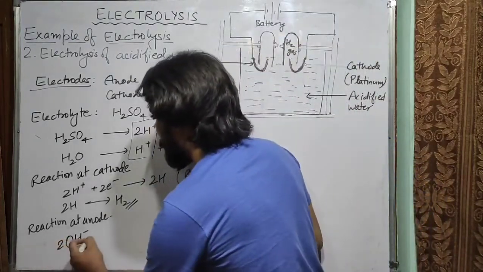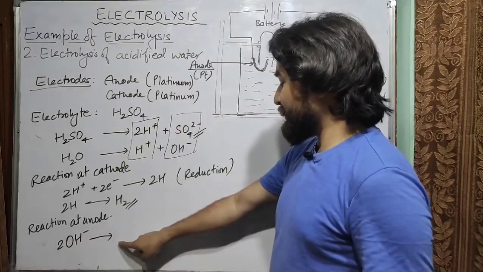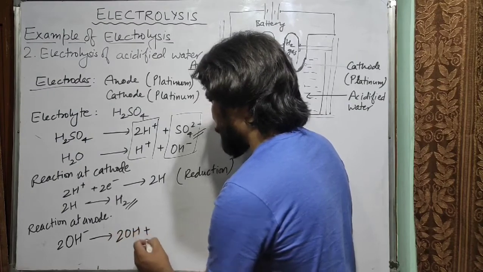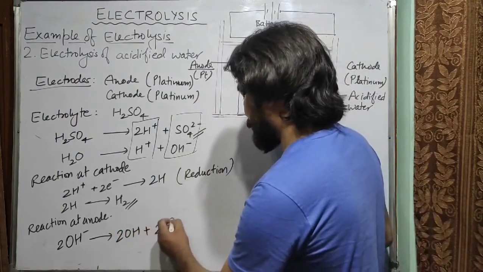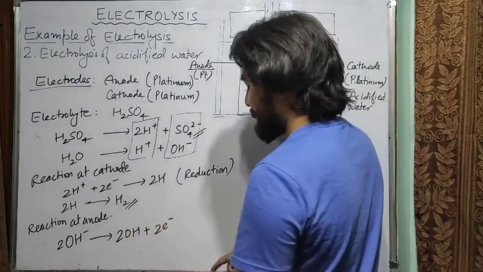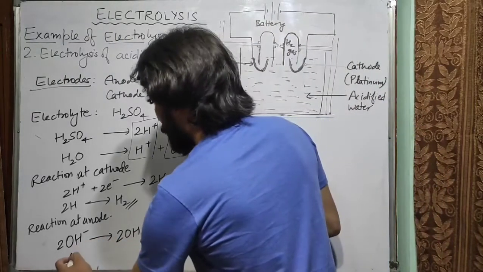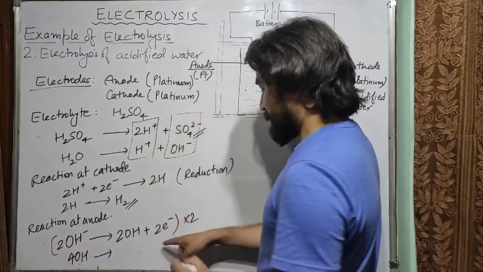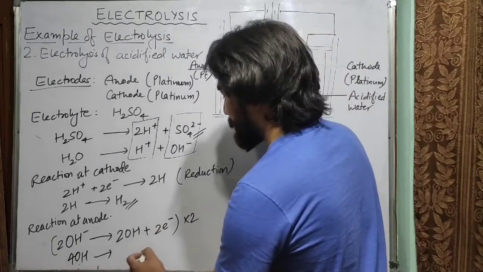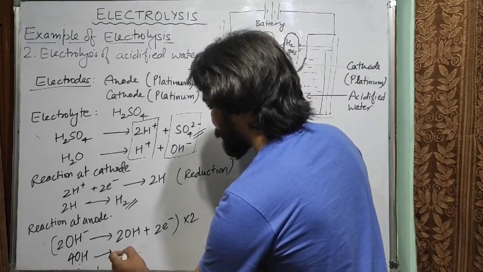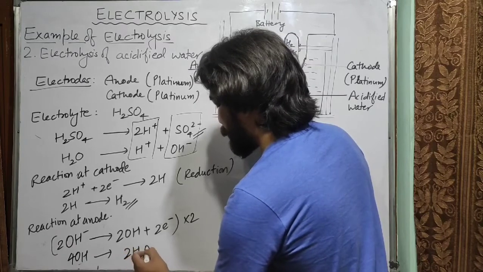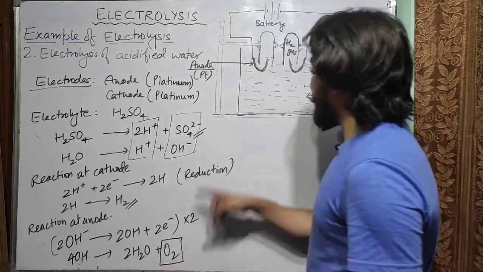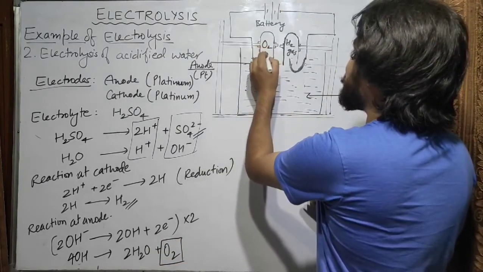So what will happen? 2 OH- ions will migrate towards the anode and they will form 2 OH plus 2 electrons. Now you can multiply this reaction by 2. So we will get 4 OH, and 4 OH will get converted into 2 H2O plus O2. So which gas is obtained at anode? That is oxygen gas.